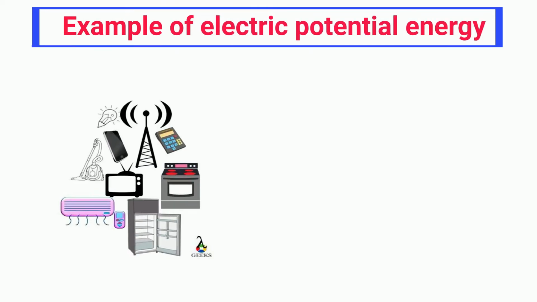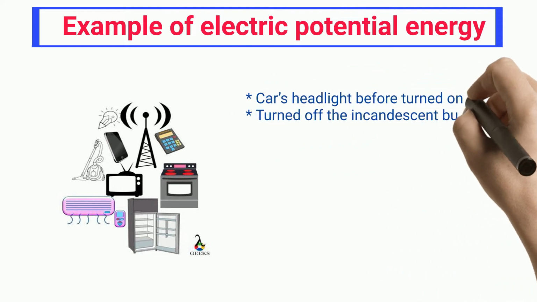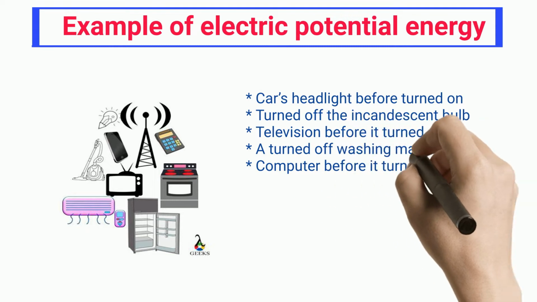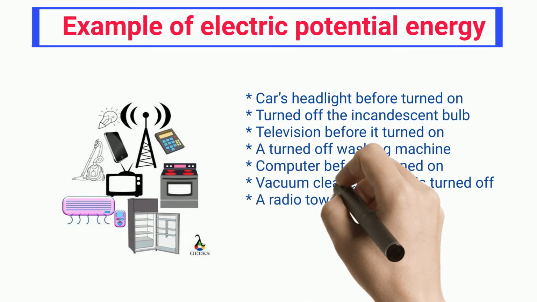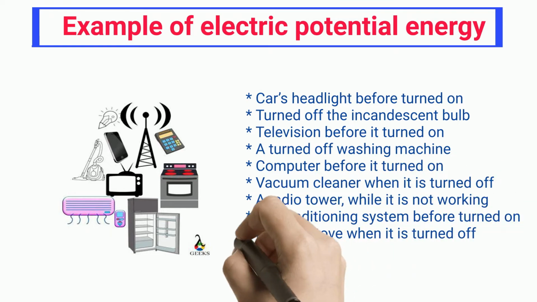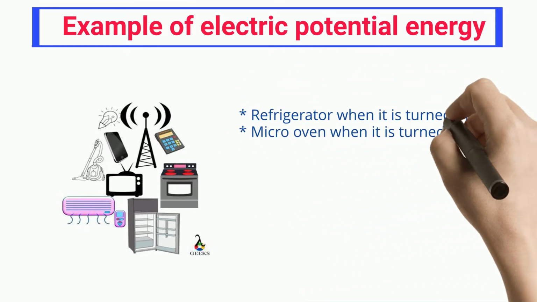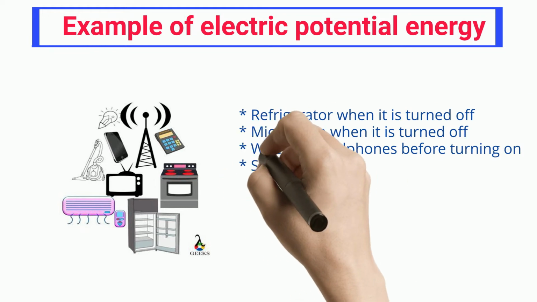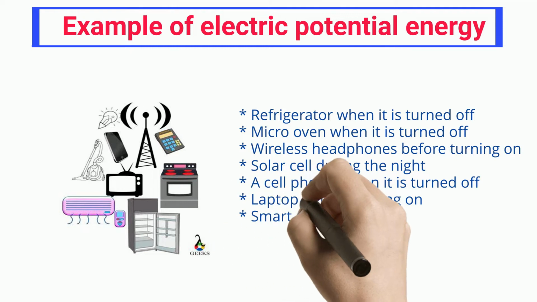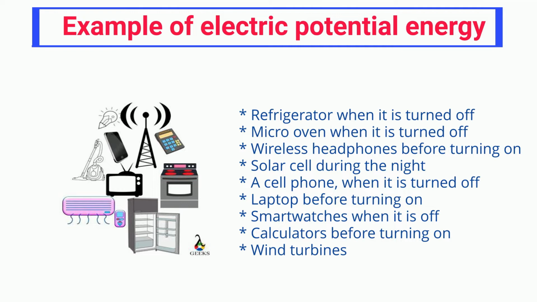Example of electric potential energy. A car's headlight before it is turned on, an incandescent bulb turned off, a television before it is turned on, a washing machine turned off, a computer before it is turned on, a vacuum cleaner when it is turned off, a radio tower while it is not working, an air conditioning system before it is turned on, an electric stove when it is turned off, an electric generator after turning on, a refrigerator when it is turned off, a microwave oven when it is turned off, wireless headphones before turning on, a solar cell during the night, a cell phone when it is turned off, a laptop before turning on, smart watches when they are off, calculators before turning on, wind turbines.